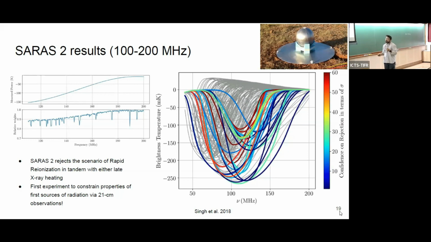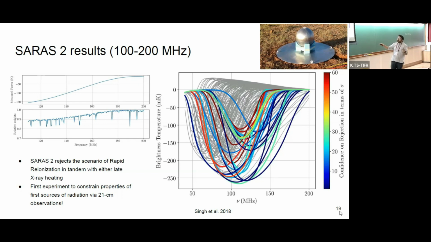Now, the second edition of SARAS was observing between 100 to 200 megahertz, that corresponds to redshifts of around 6 to 10. So we are really probing in this experiment the end of reionization. And so this is the spectrum that we had measured. This is not yet corrected for instruments. And so the question is, if you include a model of systematics along with your foregrounds and the 21 centimeter signals, can you say something about what's favored and what's not? And that's what we did.